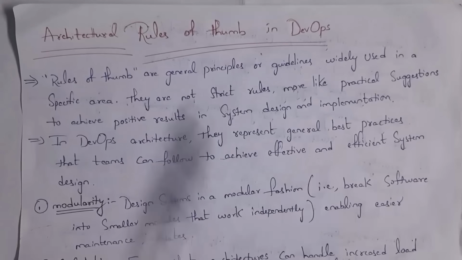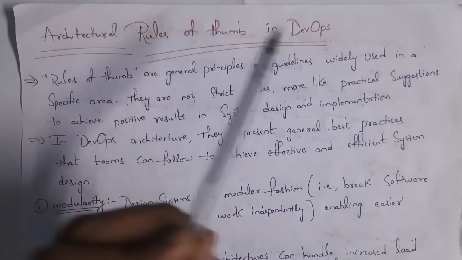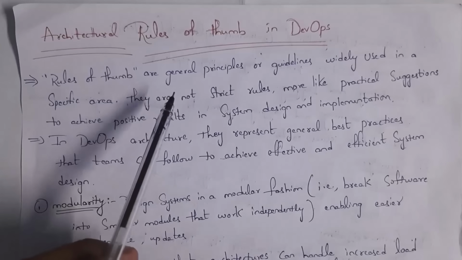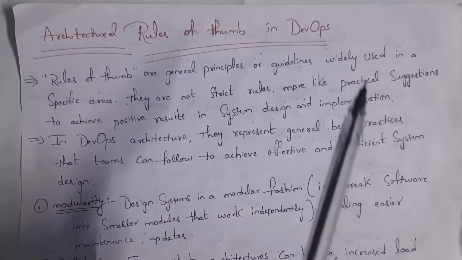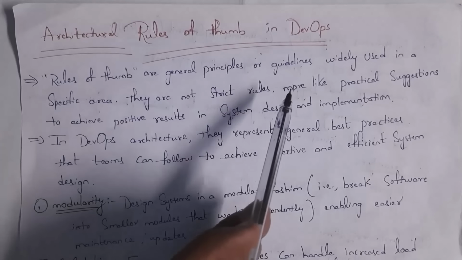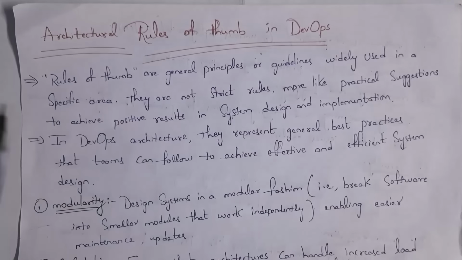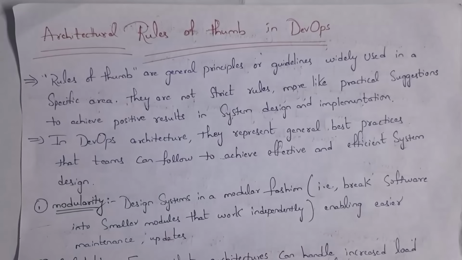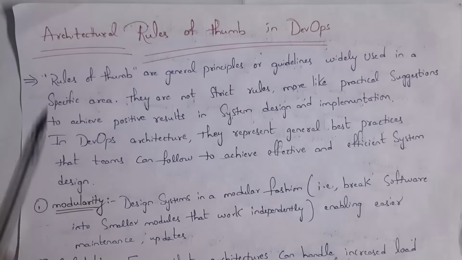Next, I will explain architectural rules of thumb in DevOps. Guys, rules of thumb are generally principles or guidelines widely used in a specific area. They are not strict rules, but more like practical suggestions to achieve positive results in system design and implementation. If you want to achieve positive results in system design and implementation, then you need to follow these principles. I will explain all these principles in detail.